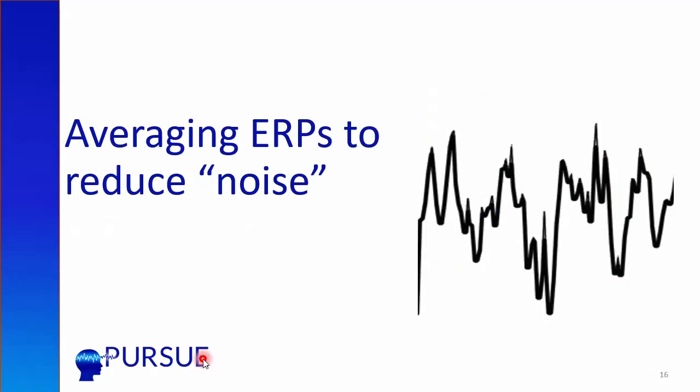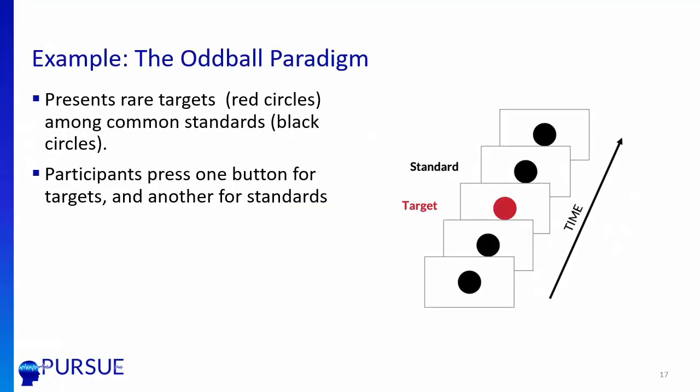The first thing we have to understand is that we have to average the EEG signal to reduce the noise. So what is the noise? The noise is lots of peaks and valleys creating this jagged look in the waveform here. What we're going to do is average across the same trial types to reduce the noise and form the event-related potential. Here's an example to illustrate this.